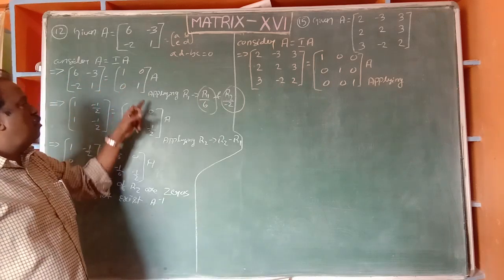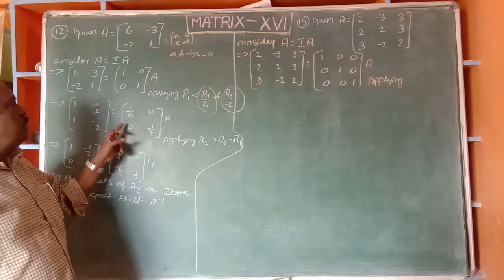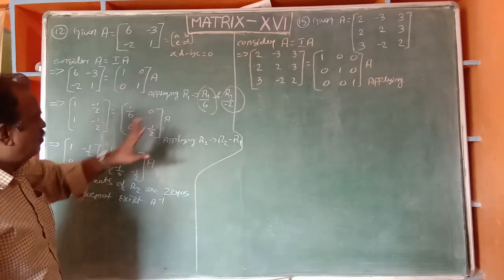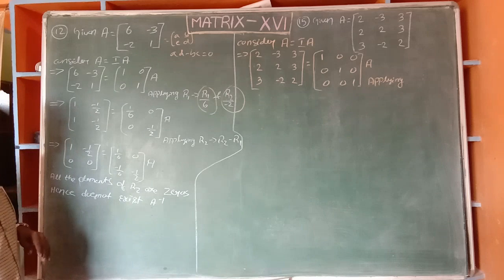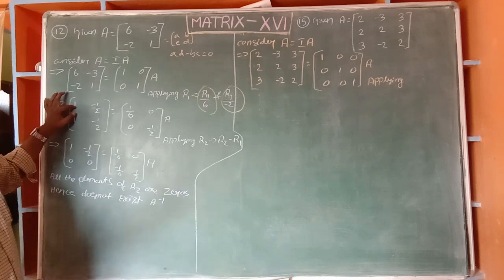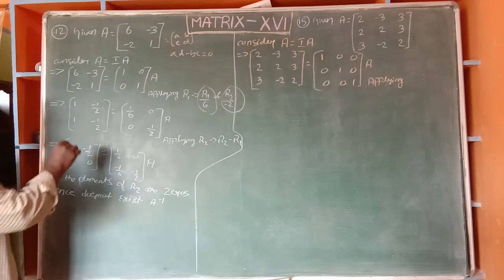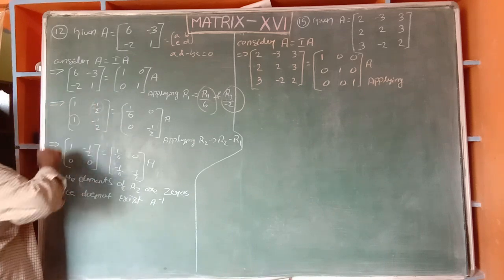1 by 6, 0 by 6 is 0. 0 by minus 2 is 0. 1 by minus 2 is minus 1 by 2. That here is as it is. Again you see, here is 1, okay. We need 1. But here 0. Here must be 0. Here also 0.